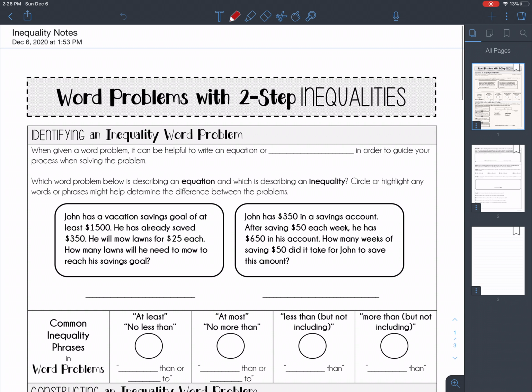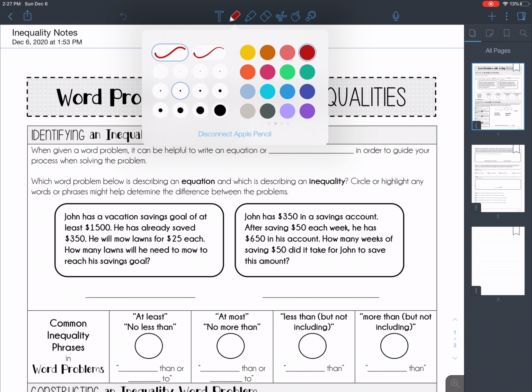So we are going to talk about two-step inequalities because that is more geared towards 7th grade. We just did a quick review of some of the stuff you know from your past, and talked about inequalities and what they mean in real life. So you should have a copy of these notes in front of you. If you do not, pause the video again, get that copy in front of you, and I'm going to pick a color just for the sake of a new color. I think we're picking blue.